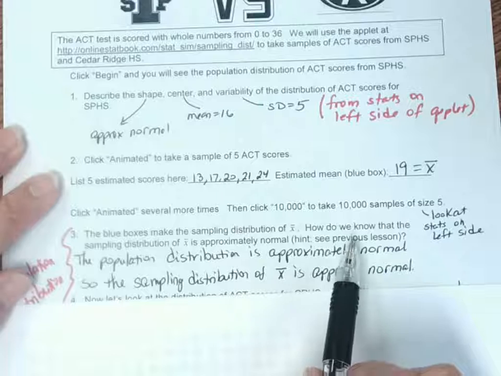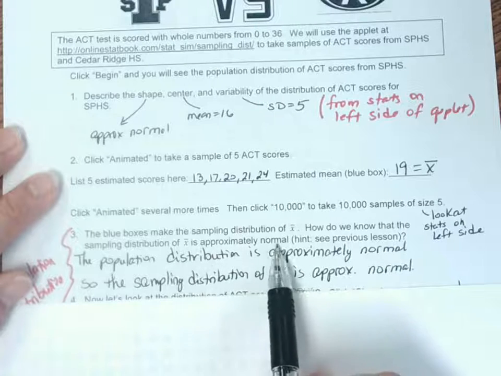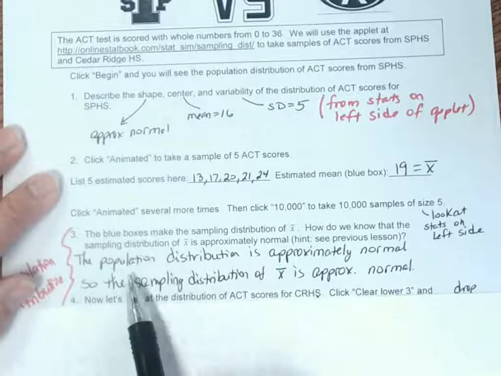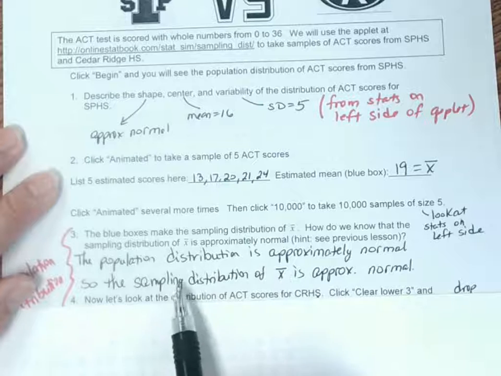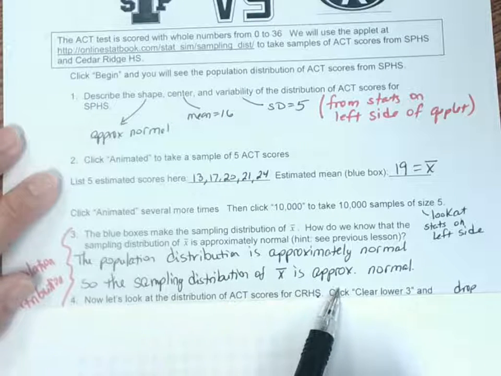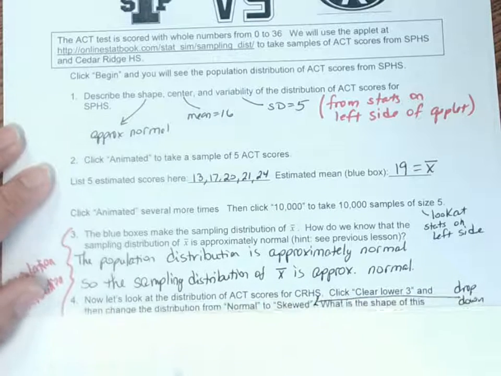So the way we know that the sampling distribution is approximately normal is if the population is approximately normal, then the sampling distribution is approximately normal. Okay, so that was from last lesson.